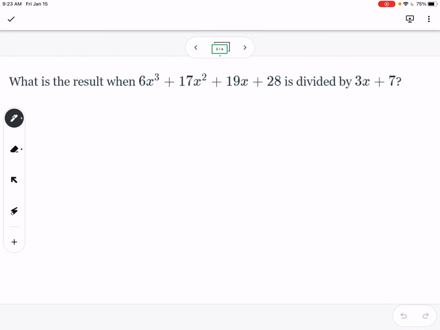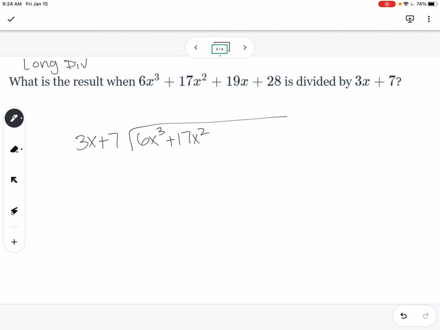All right, guys, so I'm going to do an example for you guys. This one here is long division. It says, what is the result when 6x cubed plus 17x squared plus 19x plus 28 is divided by 3x plus 7? So let's set this up as long division. 3x plus 7. Inside we have 6x cubed plus 17x squared.